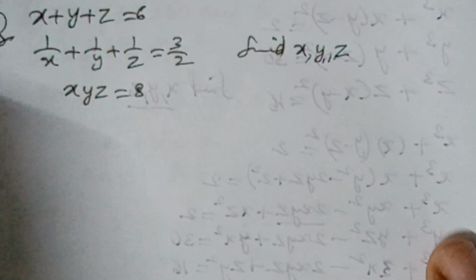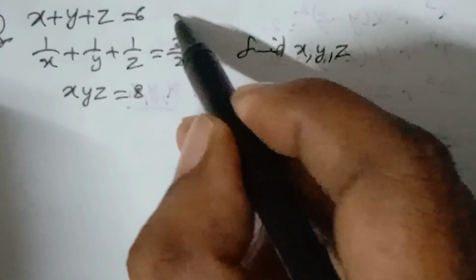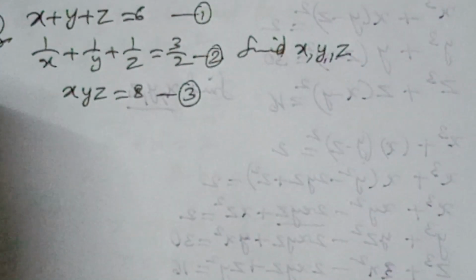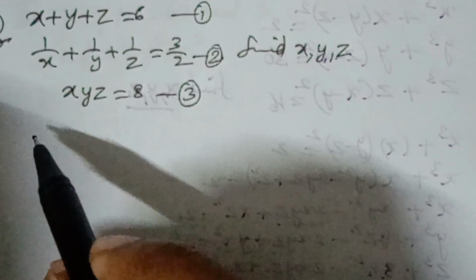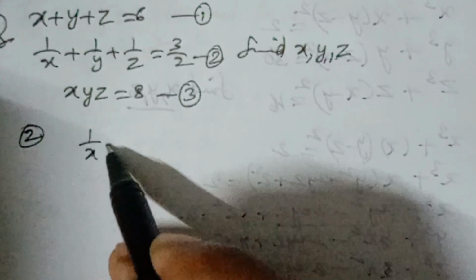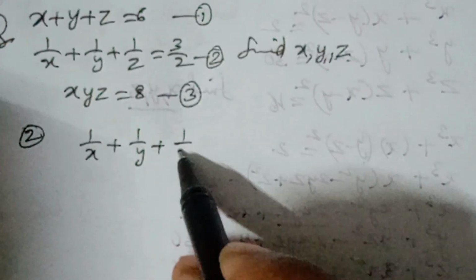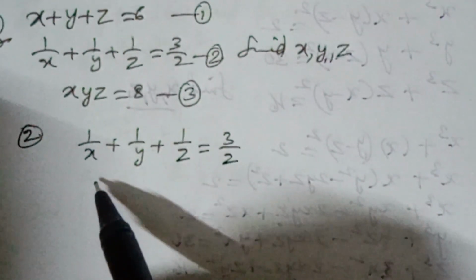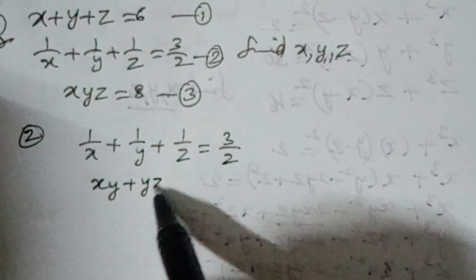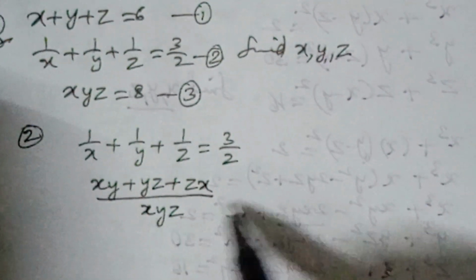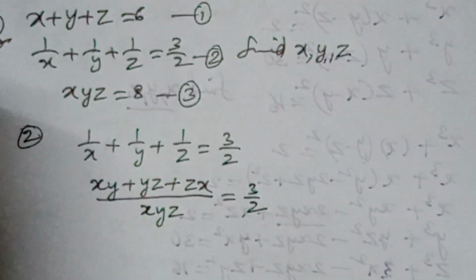Let us call these the first equation, the second equation, and the third equation. Now take the second equation, 1/x + 1/y + 1/z = 3/2. If you take the LCM, (xy + yz + zx)/xyz = 3/2.